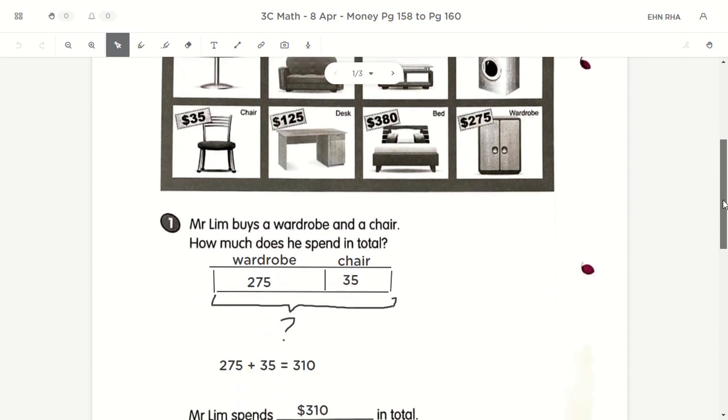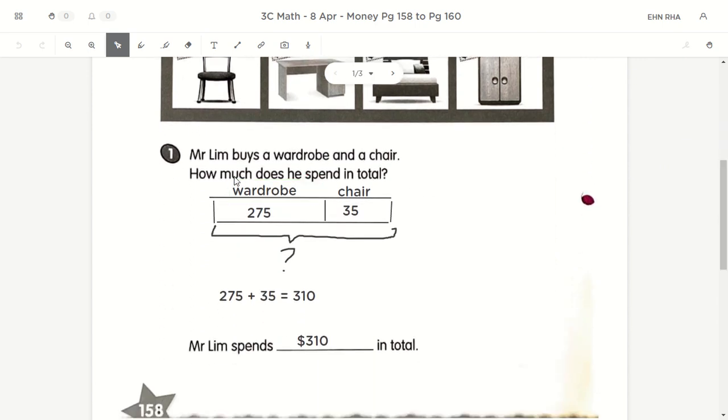Okay, let's go. Question 1. Mr. Lim bought a wardrobe and a chair. How much did he spend in total? What do I want to highlight? I want to highlight that I buy a wardrobe, I buy a chair, and the word total means I want together, altogether, how much did he spend. So I draw a model. I have my wardrobe, which is $275. I have my chair, which is $35. I want to find the total. So all I need to do is to add them up together and I get 310.